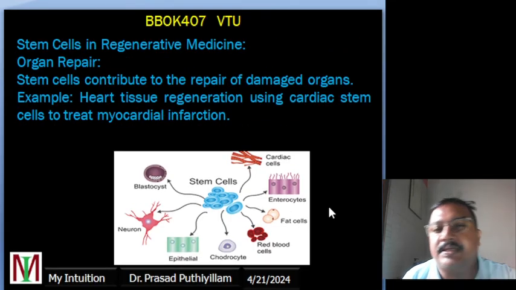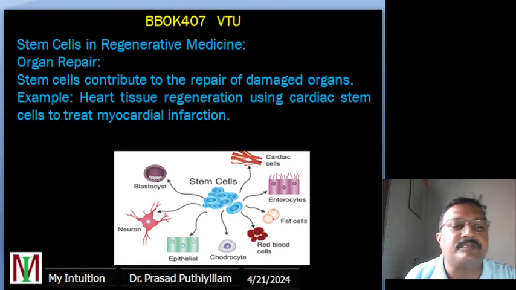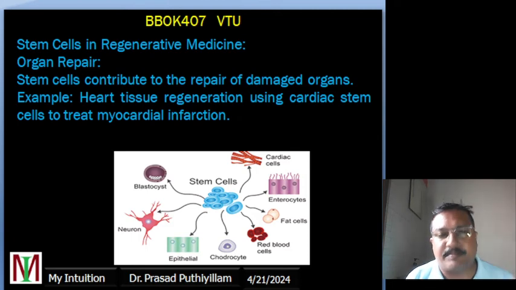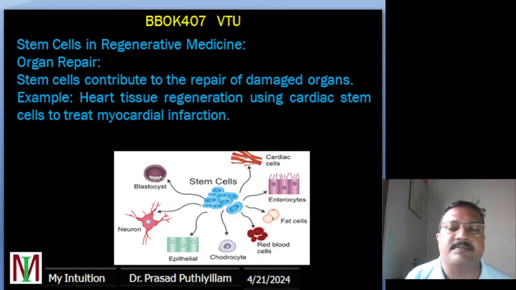Then about stem cells in regenerative medicine. In regenerative medicine, mainly organ repair, organs like the heart, liver or kidney can be very significantly affected by injuries or diseases. So stem cell therapy is mainly aimed at helping to regenerate the potential stem cells to repair and restore the functions of the vital organs.